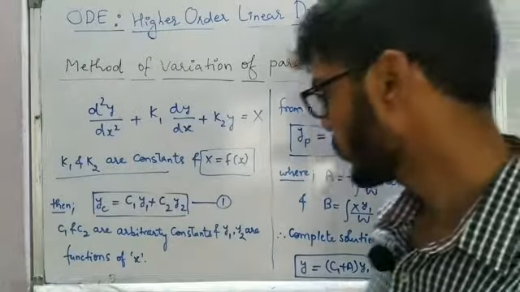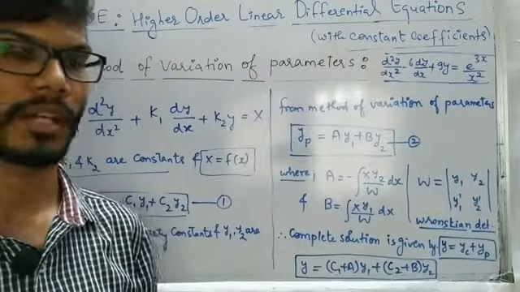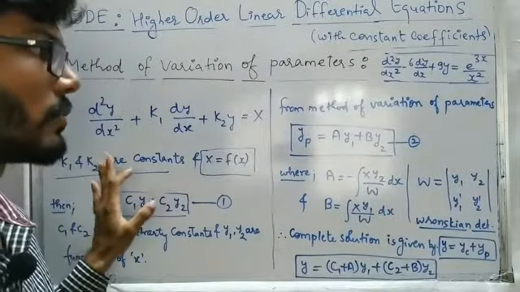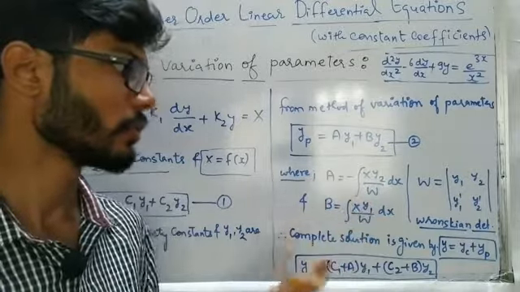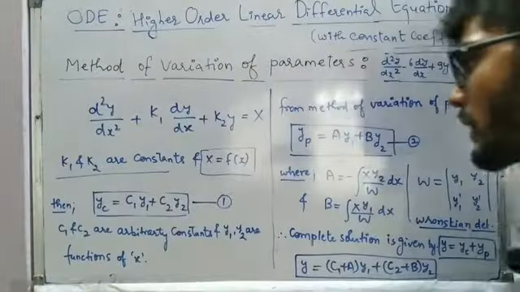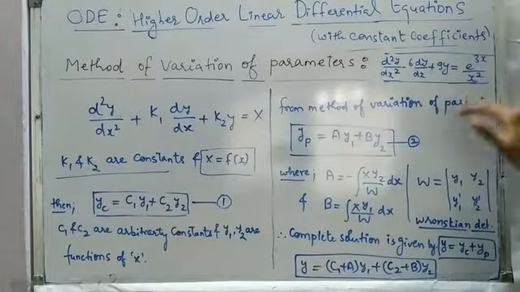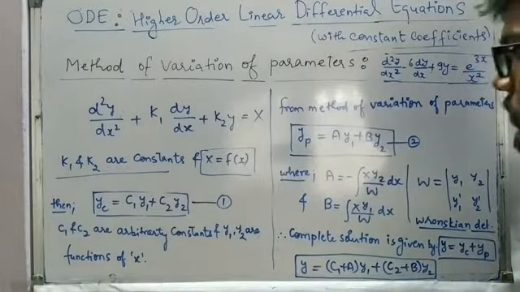We'll also discuss more problems on writing the complete solution, because we have to mug up the general solution from the homogeneous part and also the particular integral form from the non-homogeneous part. We are going to discuss that in a detailed manner later also. As of now I have taken one problem, so let us solve that using the method of variation of parameters.